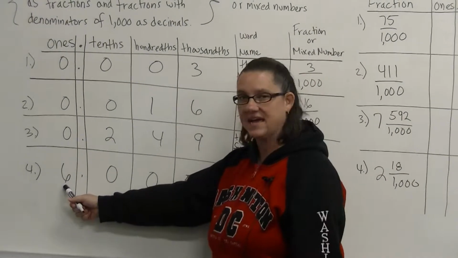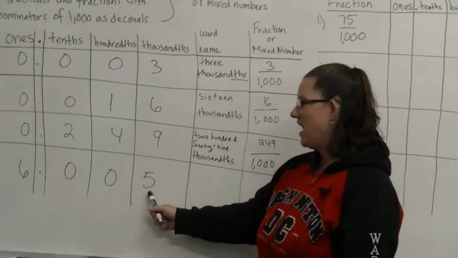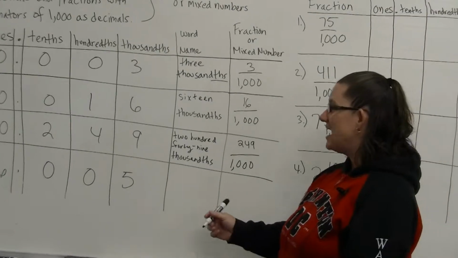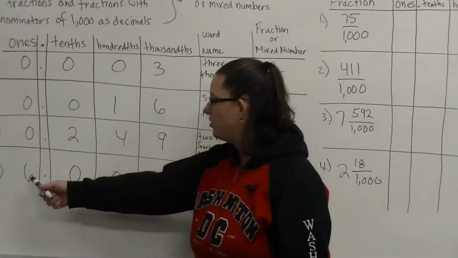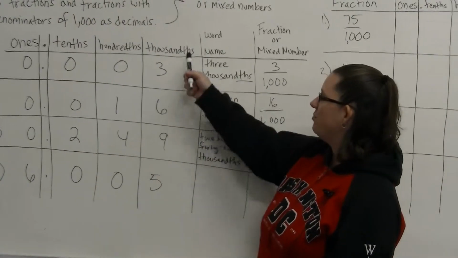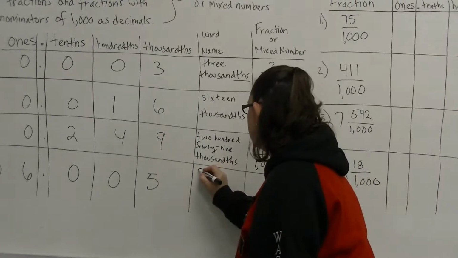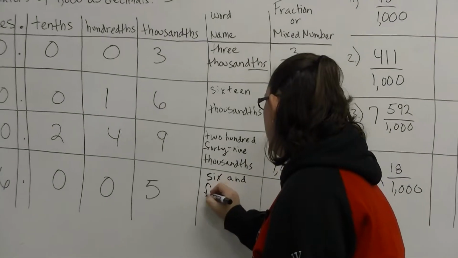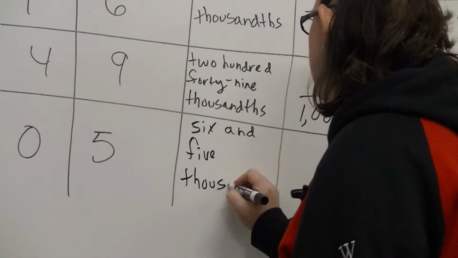Put in 6.005. Something a little different here. Can you tell what it is? Yes, we have a number now in the ones place. So how would we read it? We would read it 6 and 5 and what place value? Thousandths. Good job. Now let's write that in words. 6 and 5 and the place value is thousandths.